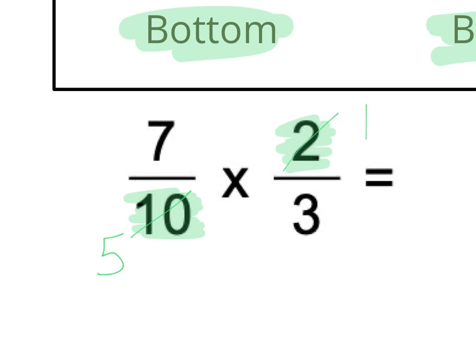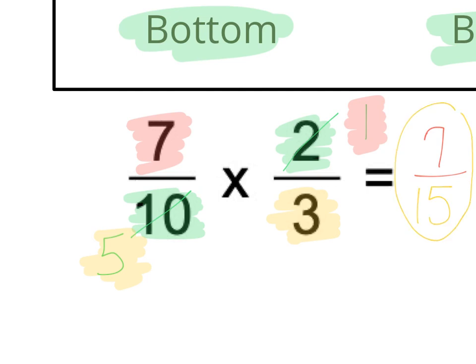So let's multiply. So now I'm going to multiply top times top. The 7 times the 1. What is 7 times 1? 7. Okay, now I'm going to go to the bottom. And I'm going to multiply 5 times 3. You have to keep that work neat. What is 5 times 3? 15. And look at that answer. It doesn't reduce. It's 7/15.